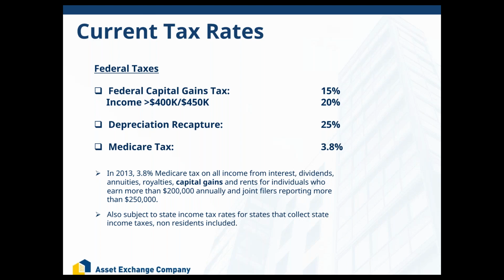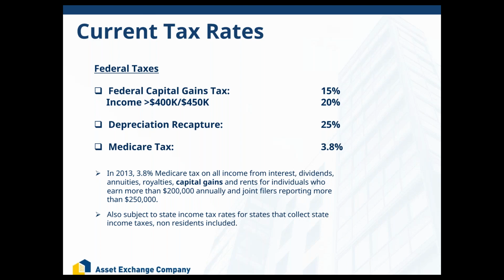Now, you may be asking yourself, what does that mean? Well, how does that work? Well, the depreciation recapture tax works like this. Any depreciation that you've claimed on the property for the lifetime that you've owned it, when you go to sell that property, they're going to hit you with a 25% tax, the depreciation recapture tax, for the entire amount that you've claimed for the lifetime that you've owned the property.